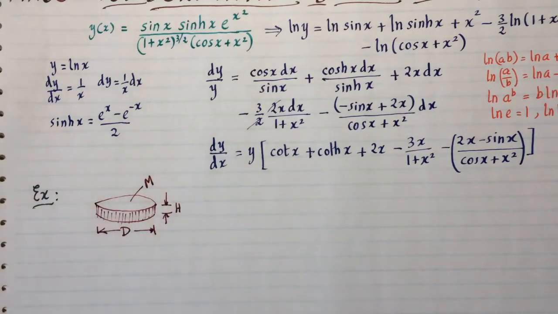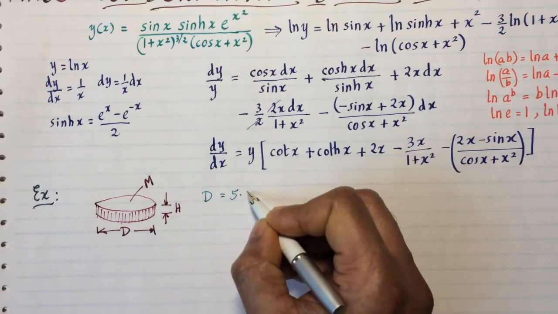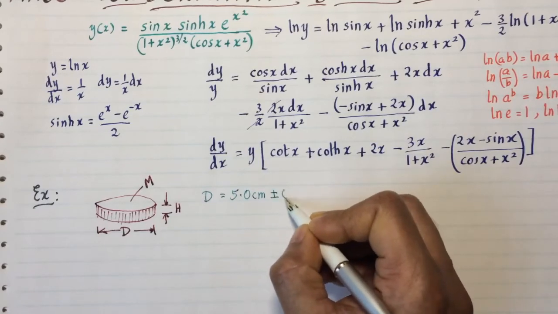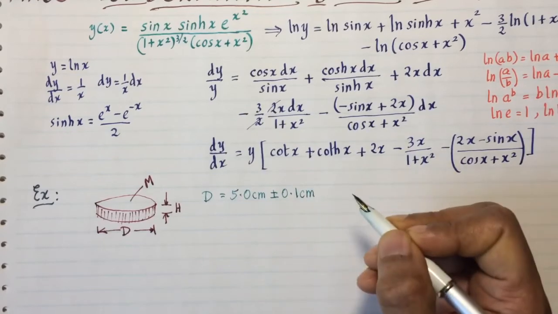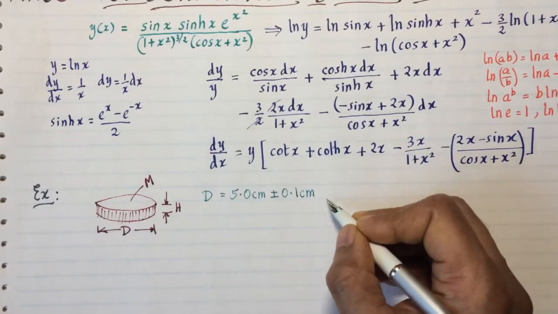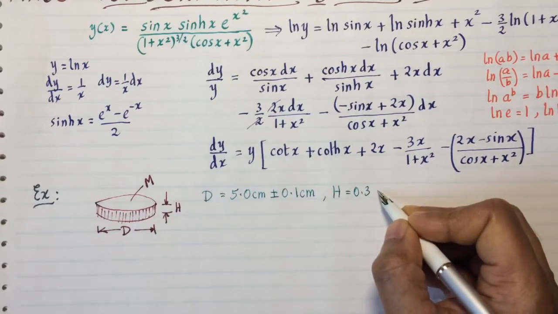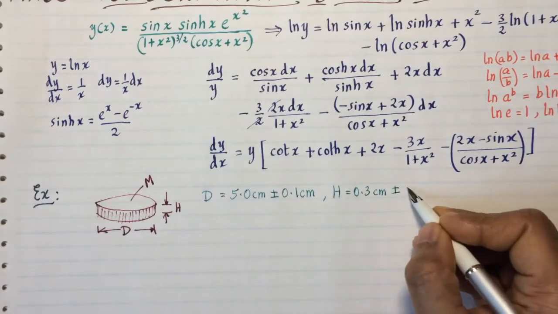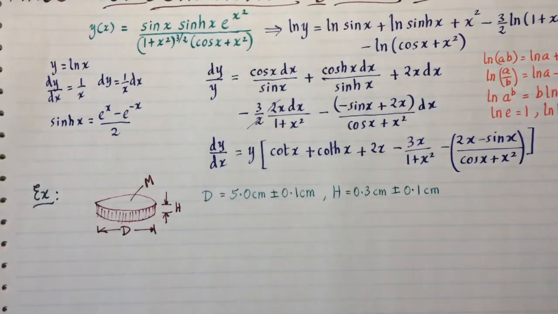So let's just make some numbers up. Let's say that the diameter of the coin is about 2 inches, so that's 5 centimeters, and since it's measured using a ruler, the errors are going to be something like a millimeter or 0.1 centimeters. Let's say the height is 0.3 centimeters plus or minus, again, 0.1 centimeters.